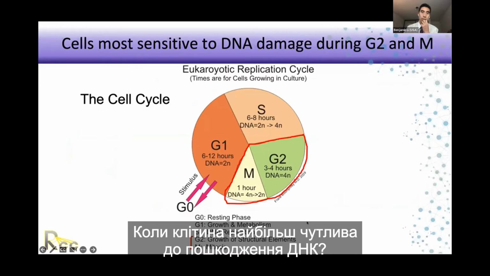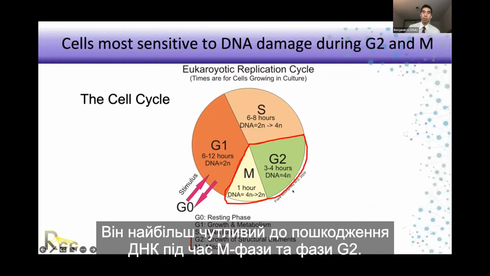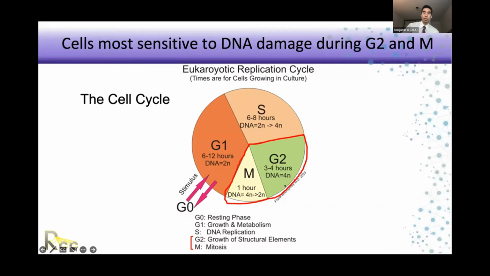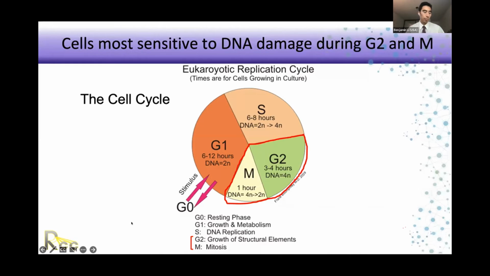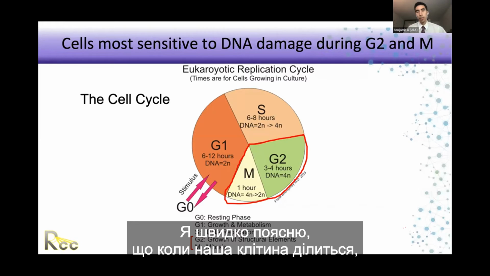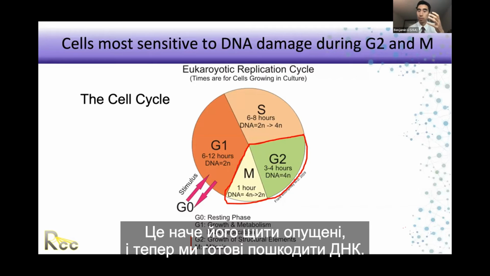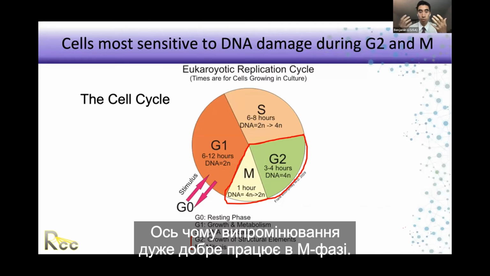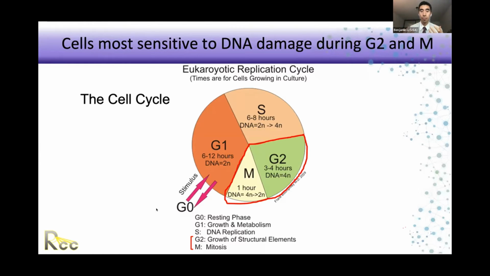When is a cell most sensitive to DNA damage? It's most sensitive to DNA damage during the M phase and the G2 phase. And this is a little bit intuitive. I'll explain quickly that when our cell is dividing, it's exposing its DNA. It's like its shields are down, and now we're ready to damage the DNA. So that's why radiation works really well in the M phase. Similarly, in the G2 phase, it's like getting ready for that. It tends to be more sensitive.